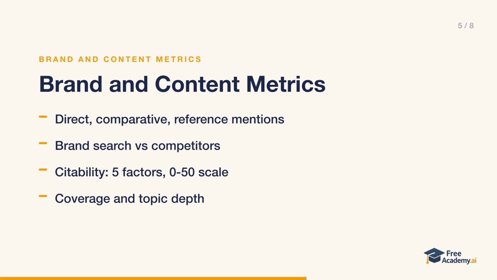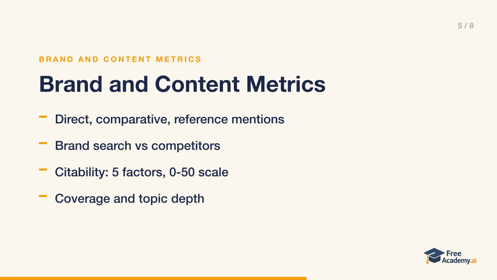Brand search correlation looks at changes in brand searches tied to your AI visibility, tracked over time and compared against competitor brand search trends. On the content side, the content citability score is a composite. Score specific statistics, clear structure, author credentials, source citations, and freshness from 0 to 10 each, for a total on a 0 to 50 scale, and use it to prioritize improvements.